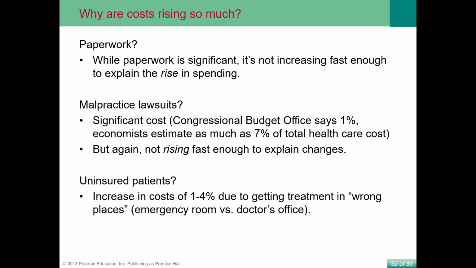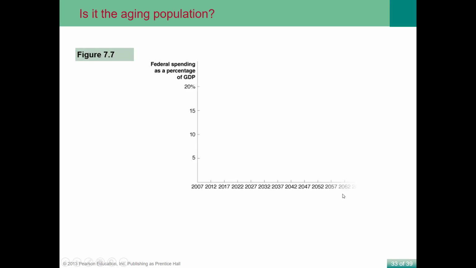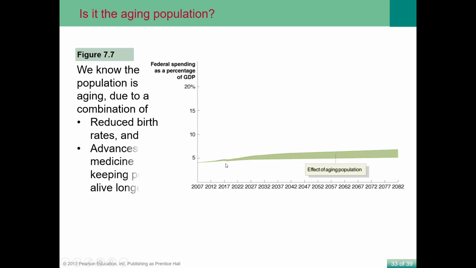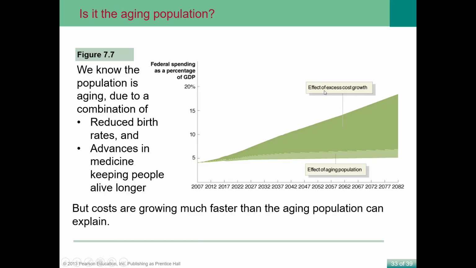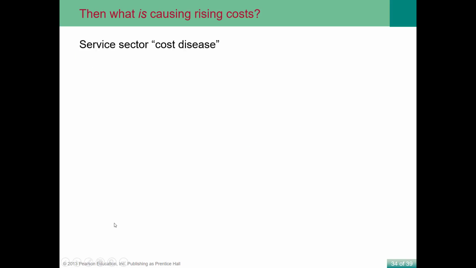Uninsured patients increase the cost between 1 and 4% due to getting treatment in the wrong places, like going to the emergency room when it should have been something for the doctors. Still not rising enough to explain the changes. Is it the aging population? We know that the population is aging. They're saying that the effect of excess cost growth, but costs are growing much faster than the aging population can explain.